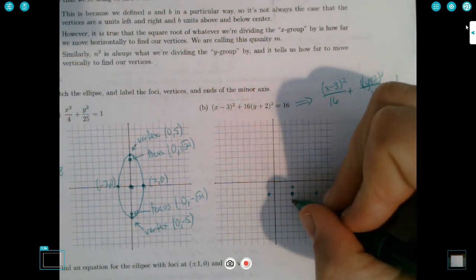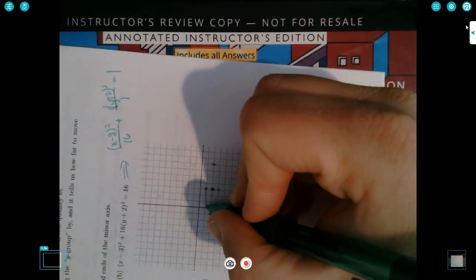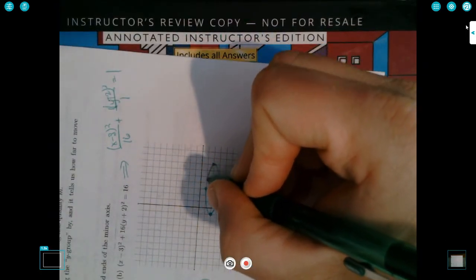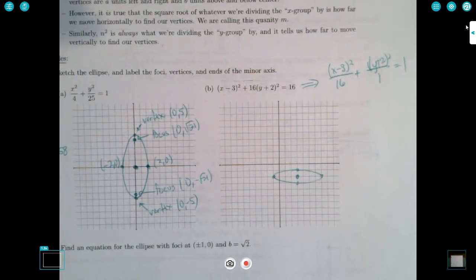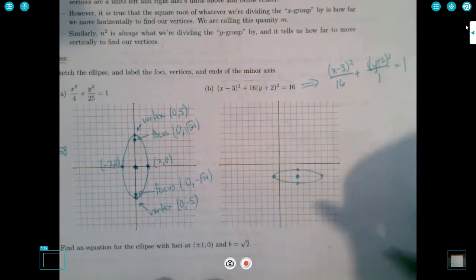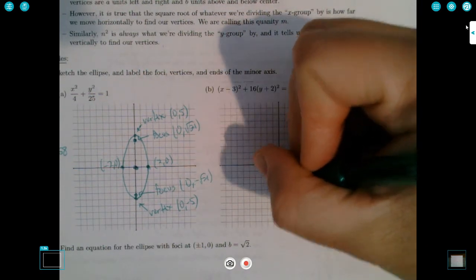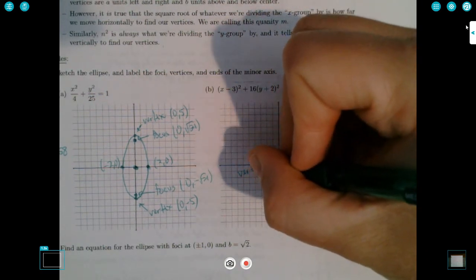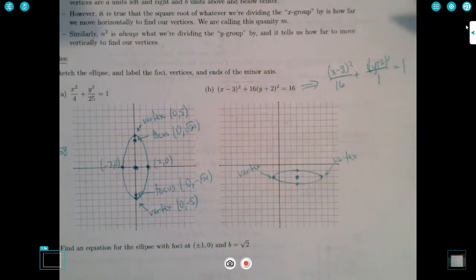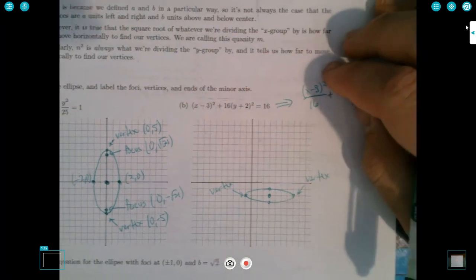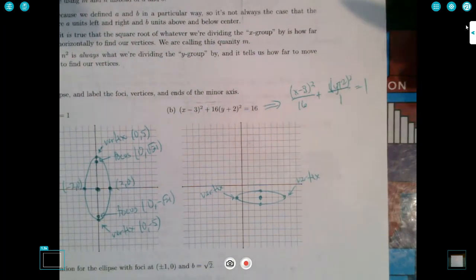Ugh. I don't like these really thin ones. I didn't do too bad. It's just hard to get them to look nice. But there you go. So again, we have vertex here. I'm not going to put the coordinates on it. What about the focus though, or the foci?